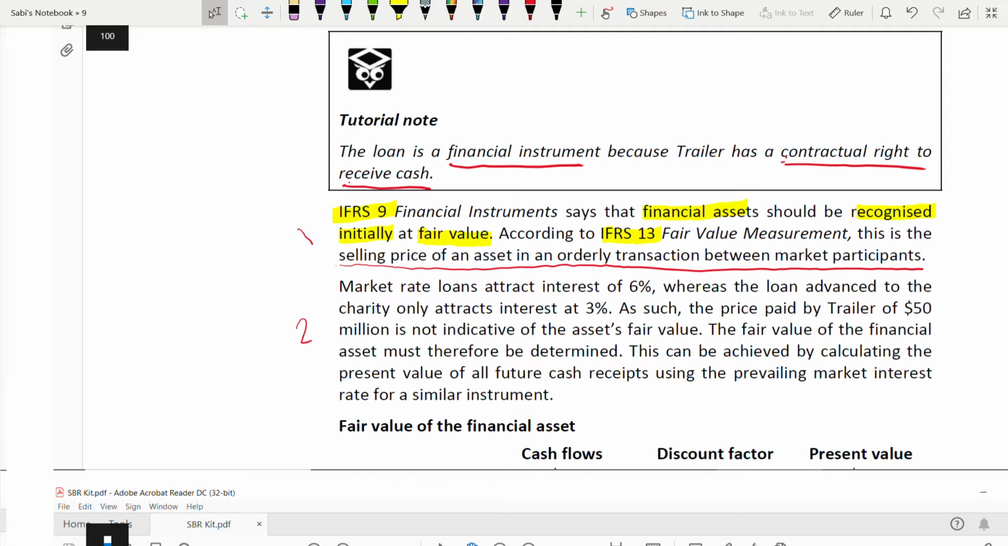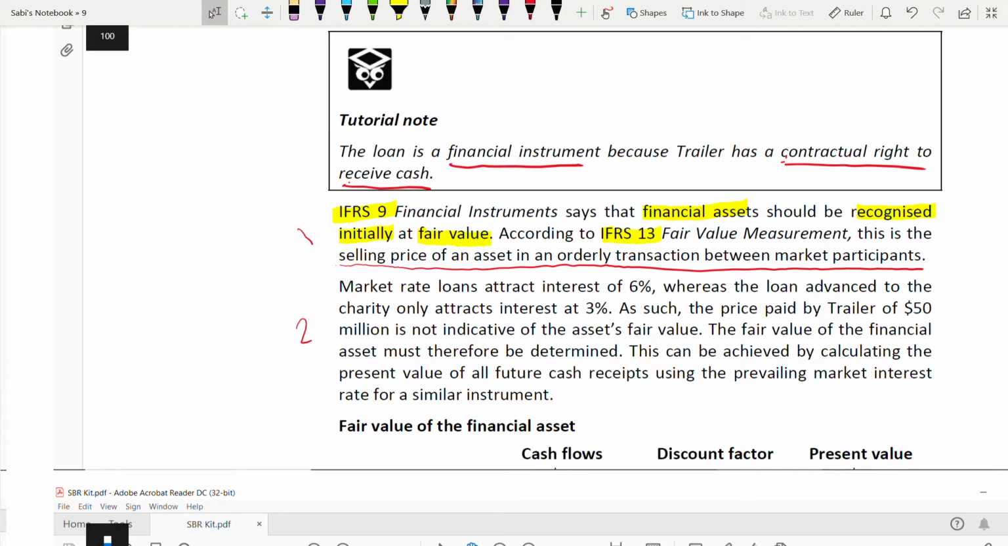In the second paragraph, this is what you are linking. Now you are using the figures, the numbers, with the case study, because the definition, everything is set. We know what is fair value, we know what is a financial asset, and how a financial asset should be recognized. Now link it. Market rate loan attracts interest. So how do you start? It's easy. Just start talking about the interest. You have been given the interest, no? So talk about the interest.